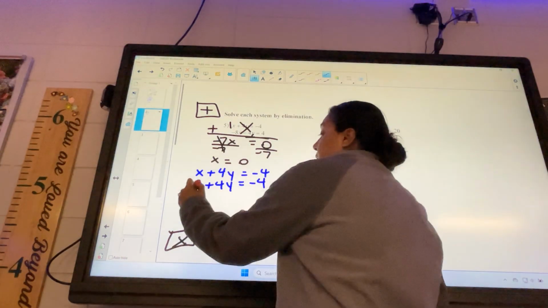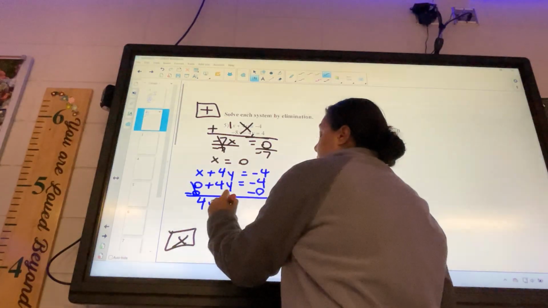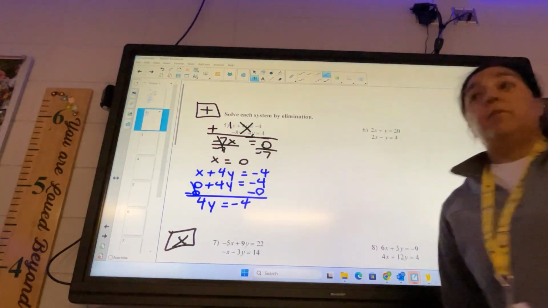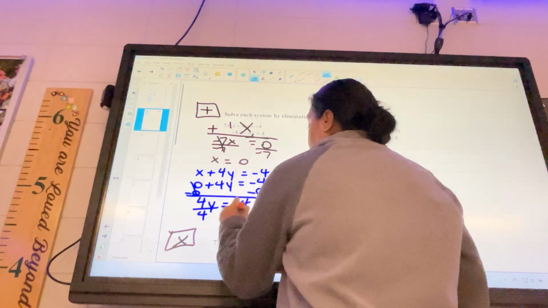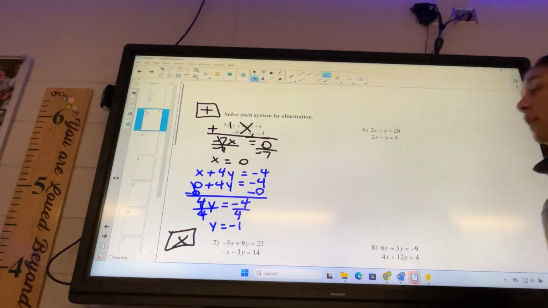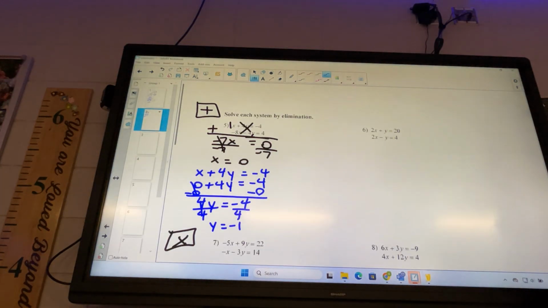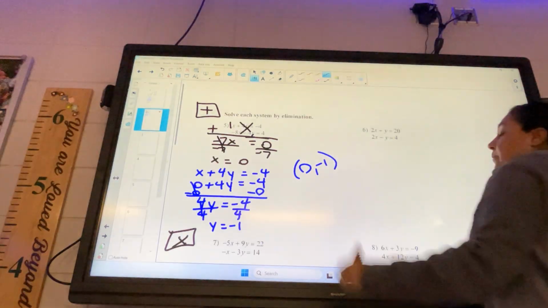We're going to subtract 0. So we get 4y equals -4. And then divide by 4. So we get y equals -1. Okay, so what is my answer actually? 0, comma, -1.